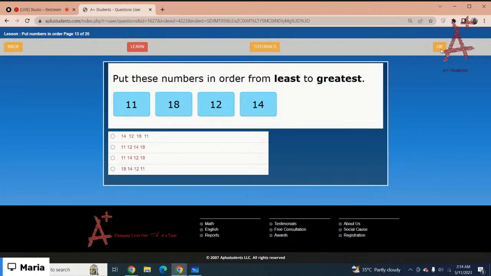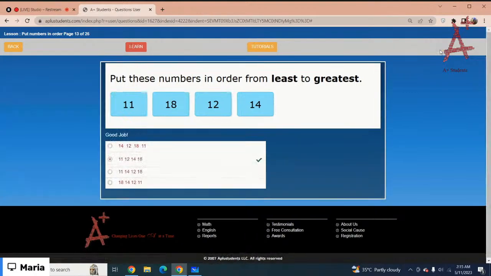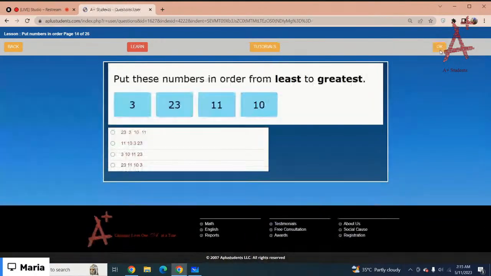It would be 11, 12, 14, and 18. The correct option is 11, 12, 14, and 18. Got it? Okay, you can complete the test by yourself later today. Let me just move on to the next lesson.